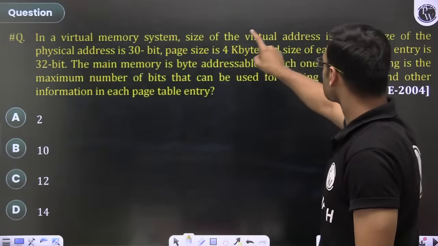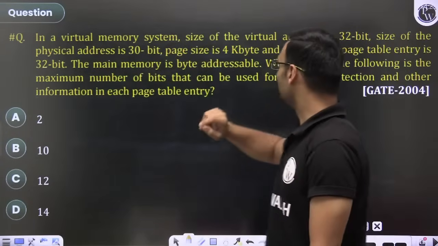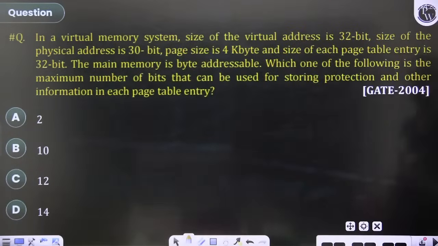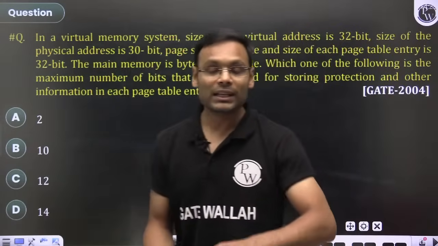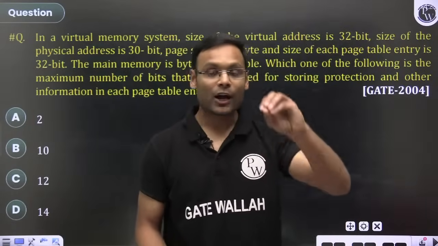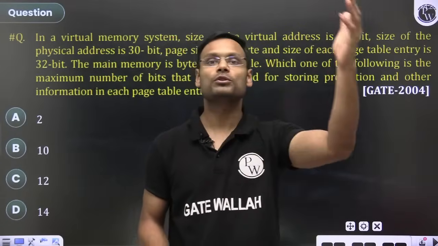Virtual memory system, size of virtual address 32 bit, size of physical address 30 bit, page size 4 kilobyte, size of page table entries 32 bit, memory is byte addressable. Which of the following is the maximum number of bits that can be used for storing protection and other information? If somebody has studied with me, I always told you, such kind of question, if you want to solve, go opposite.